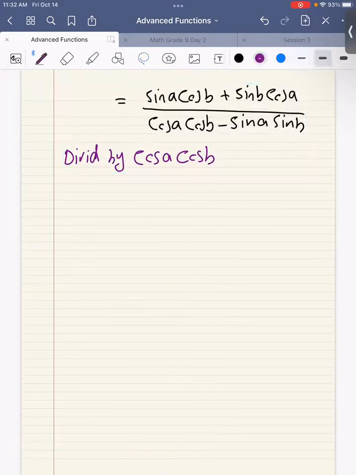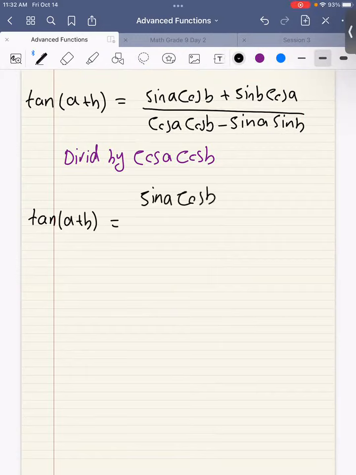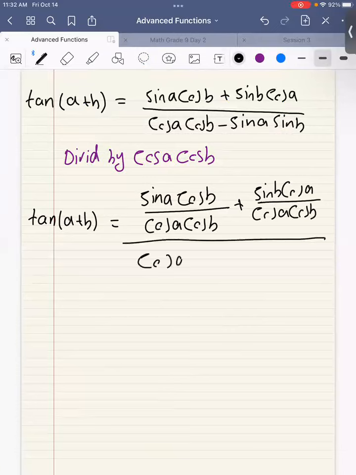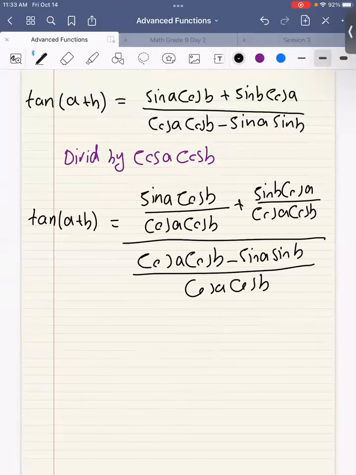So let's divide by cos A cos B. So this is tangent of A plus B. So you have sine A cos B divided by cos A cos B plus sine B cos A divided by cos A cos B, divided by cosine A cosine B minus sine A sine B over cosine A cosine B, right? It seems crazy.